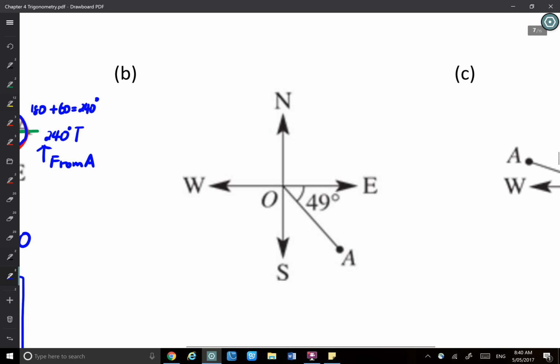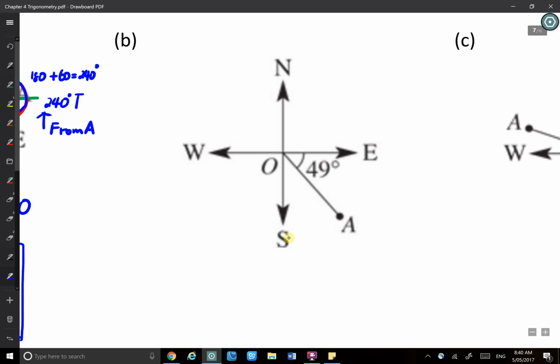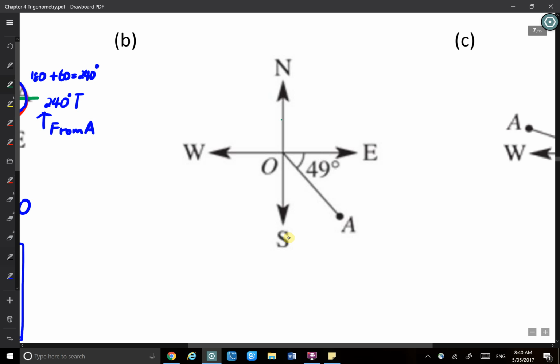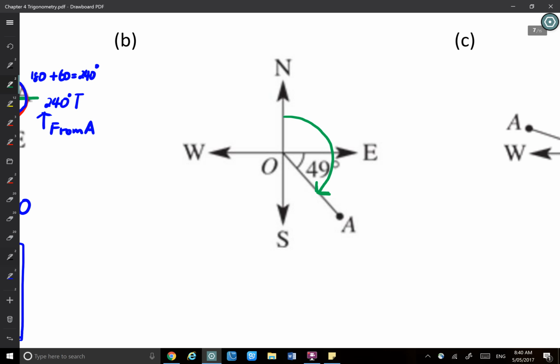Okay, for B, it is from O as well. But remember, it's always from the north. Okay, from north until you meet the line OA.